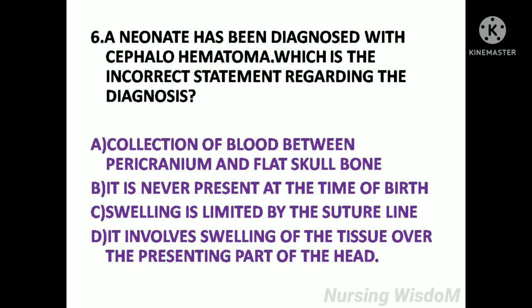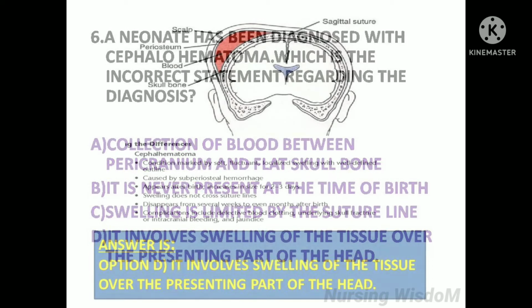Next question. A neonate has been diagnosed with cephalohematoma. Which is the incorrect statement regarding the diagnosis? Option A, collection of blood between pericranium and flat skull bone. Option B, it is never present at the time of birth. Option C, swelling is limited by the suture line. Option D, it involves swelling of the tissue over the presenting part of the head.